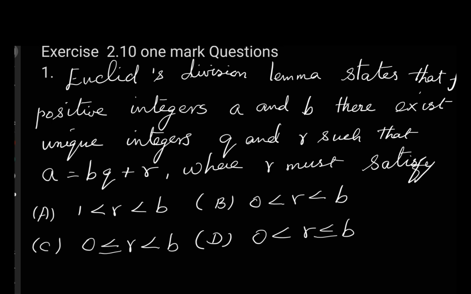So this a, I divide by b. The quotient part I am getting is q. So the remainder I am getting is r. So they have given the condition for r. This r should be less than b, first condition. If it's more than b, you will get it in the quotient. So it should be less than b, and also it may be equal to 0. Greater than or equal to 0. So here the option C. Option C.